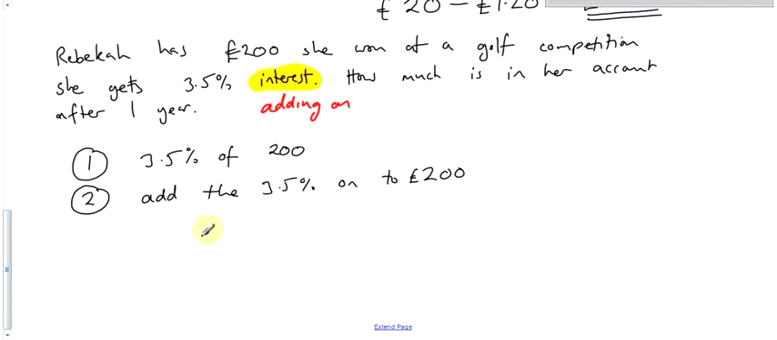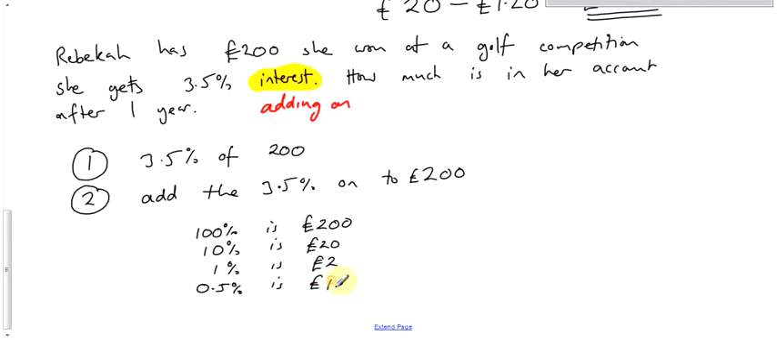So I'm going to do this just like I showed you before. So 100% is the 200 quid, and we can say that 10% is 20 quid because I've divided it by 10, and 1% is £2 because I've divided this number by 100. Now notice I've got this 0.5% here, 3.5%, so it'd be quite useful to work out what 0.5% is, and that's not that hard because it's half of 1%. So 0.5% is £1 because I've halved the 1% and I've halved the £2.